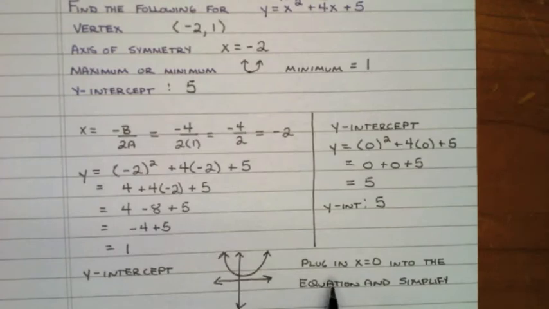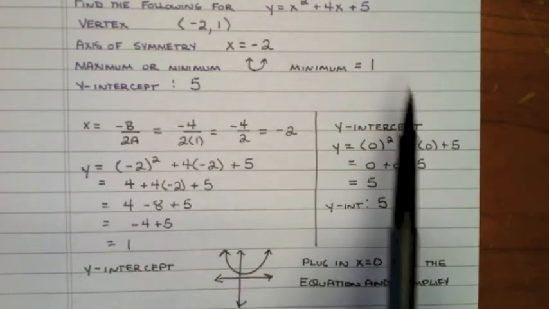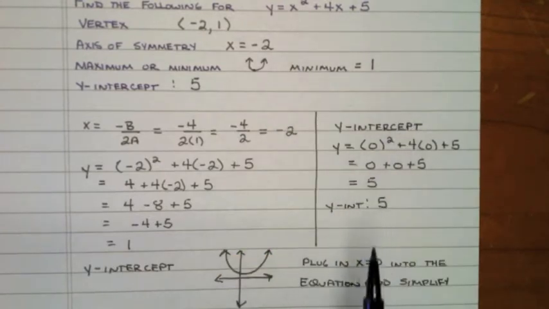So remember, to find the y-intercept, I need to plug in x is equal to 0 into my original equation. Solve it and I'll get my y-intercept. Because wherever this quadratic function crosses the y-axis, the x will be 0.